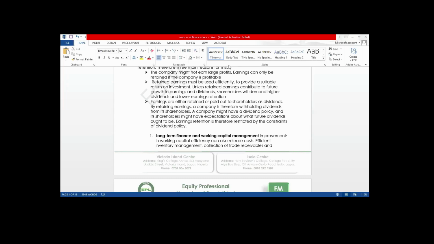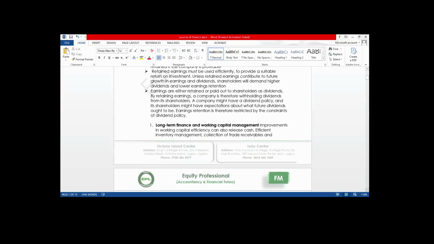Where you have efficiency in inventory management, efficiency in trade receivable collection, efficiency in trade payables management, this efficiency in working capital management could lead to one-off source of finance, could provide a one-off source of financing to the business.